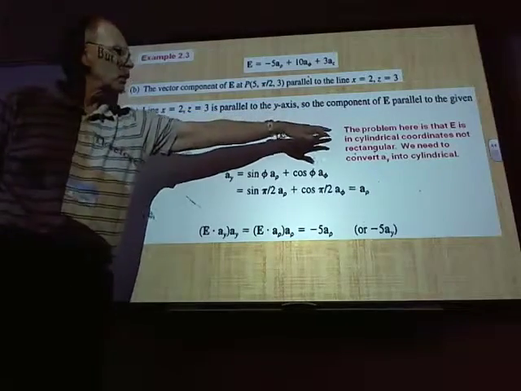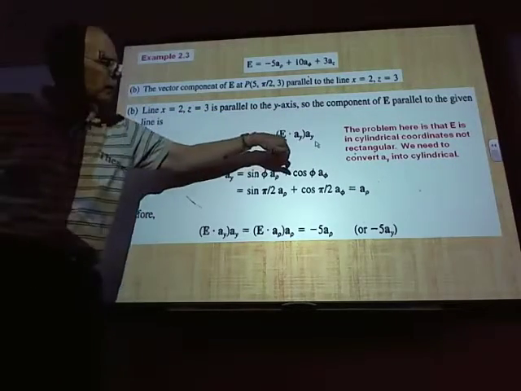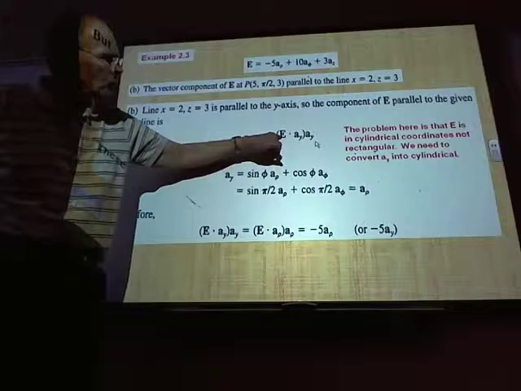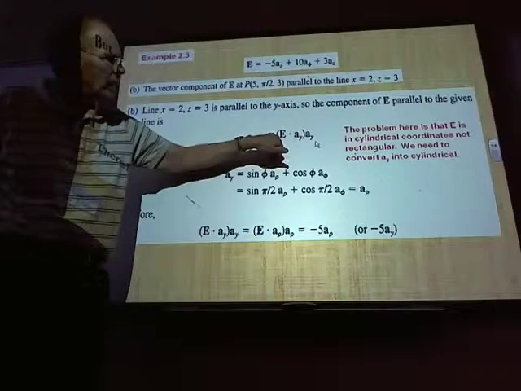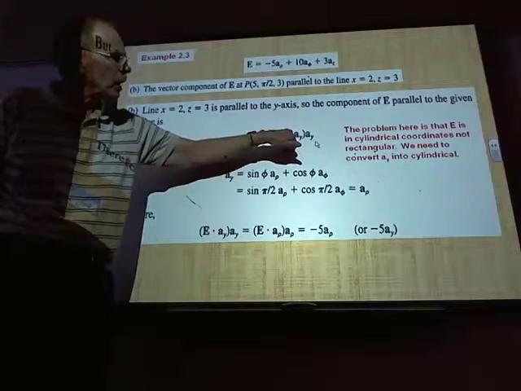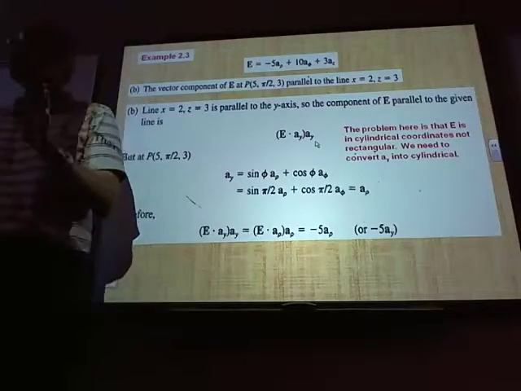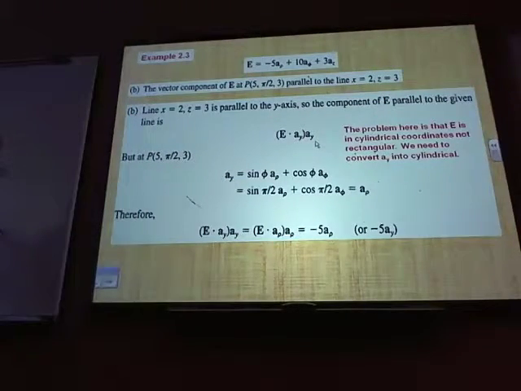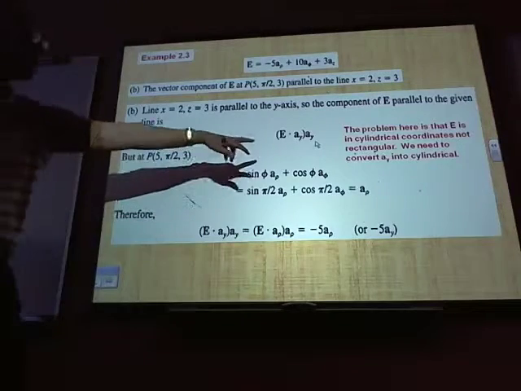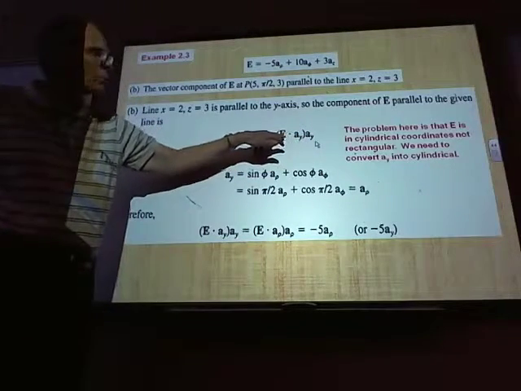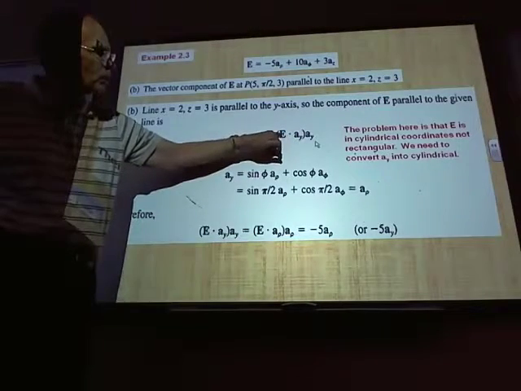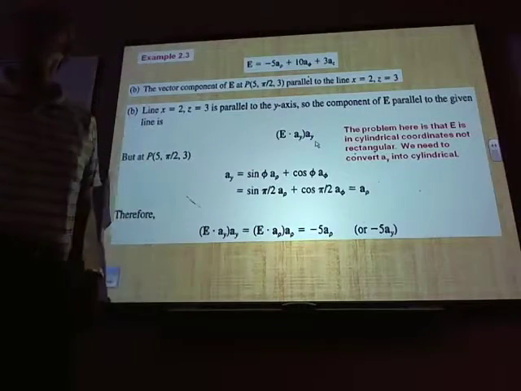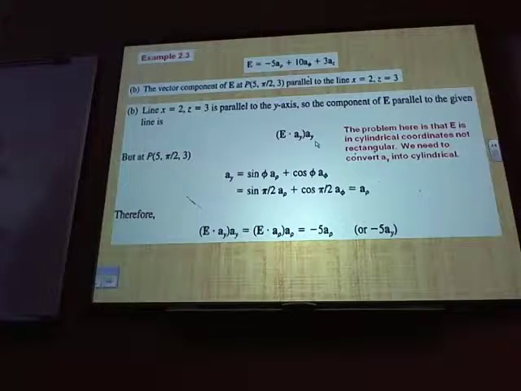So the component of E parallel is given by this right here. Remember I told you that what we want is the component in the a sub y direction, and the way we get it is to take E and dot it with a sub y, because that gives me the component along that direction. Now, do not forget this term right here. I've seen it happen time and time again on your homework and exams: you dot these two together and forget to put that term on. Don't do that, because that tells you the direction it is going in.